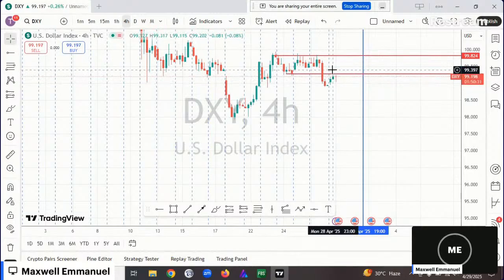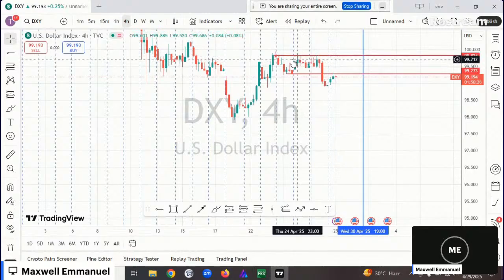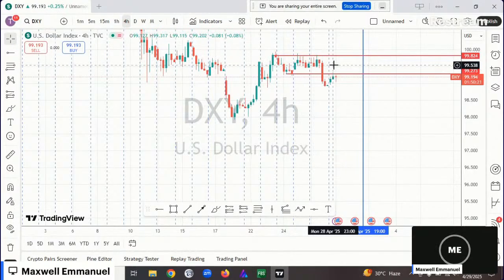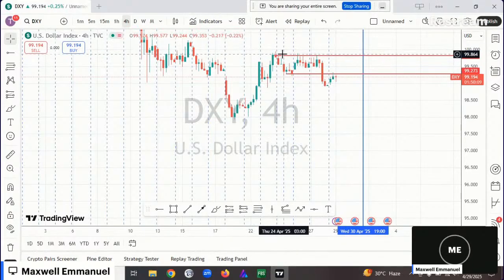If you are considering buying dollar, there has to be a breakout from this resistance. In as much as the market is still trading below this resistance area, dollar is still bearish. So even if price pulls back, probably they want to fill this fair value gap. You could only consider going bullish on US dollar if this resistance is broken.